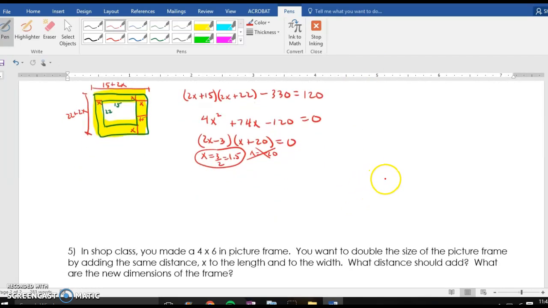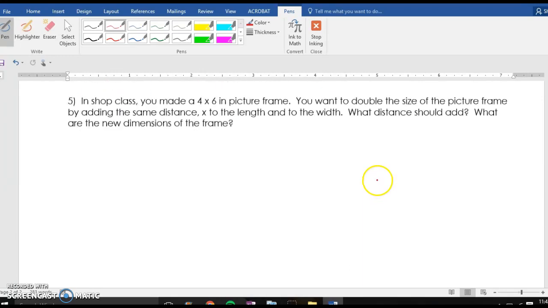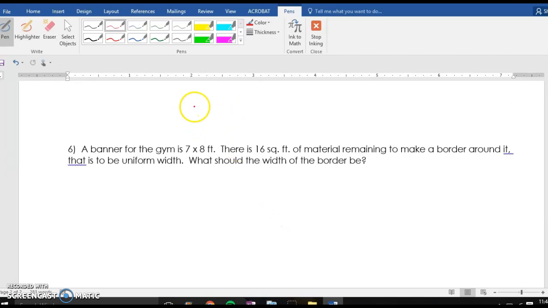All right. Now 5 and 6 are very similar to these, right? I'm just going to give you the answers. You would add 2 inches for this one, and your new dimensions would be 6 by 8. And then the last one, number 6, the border would be 1/2 foot wide around the whole thing.